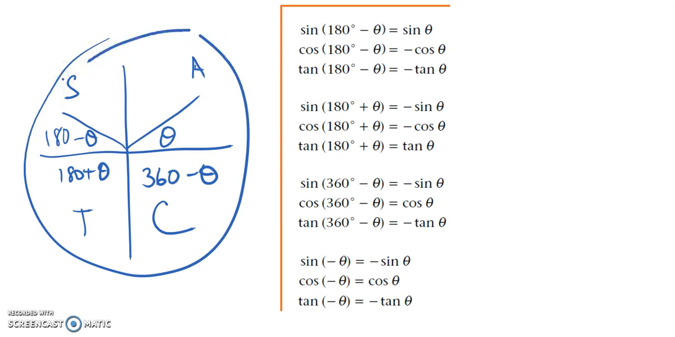Okay, so for instance, if I'm looking at this one here, sine 180 plus theta, which is in the third quadrant, means that you're going to have a negative value of sine. Okay, because only tan is positive in that one. Remember the quadrants go 1, 2, 3, and 4.